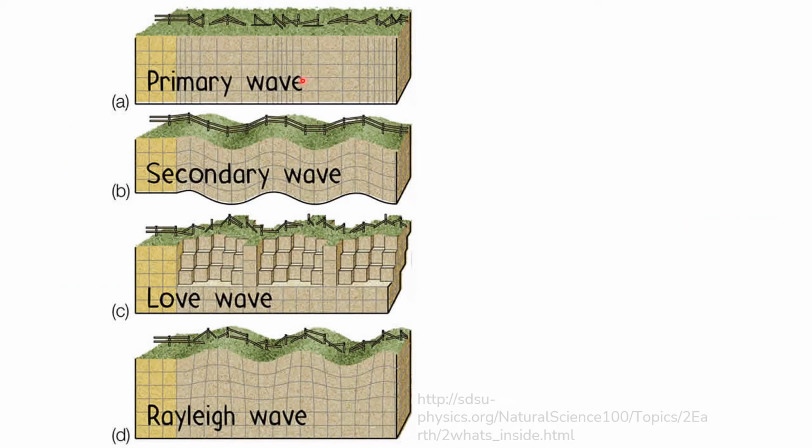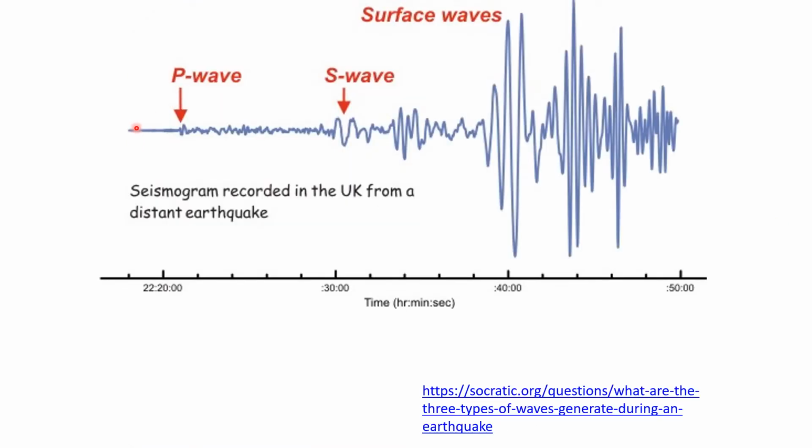So this is an illustration of the primary, secondary, Love wave, and Rayleigh wave. As you can see here, this is a seismogram of an earthquake. You can see here the P wave, which is the fastest traveling wave. Then we get the S wave, or secondary wave. Then we get the surface wave. As you can see, the waves are quite bigger because it is closer to the surface.